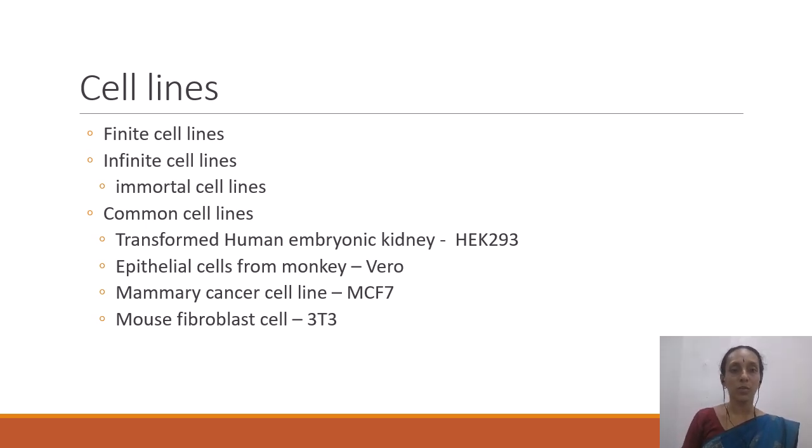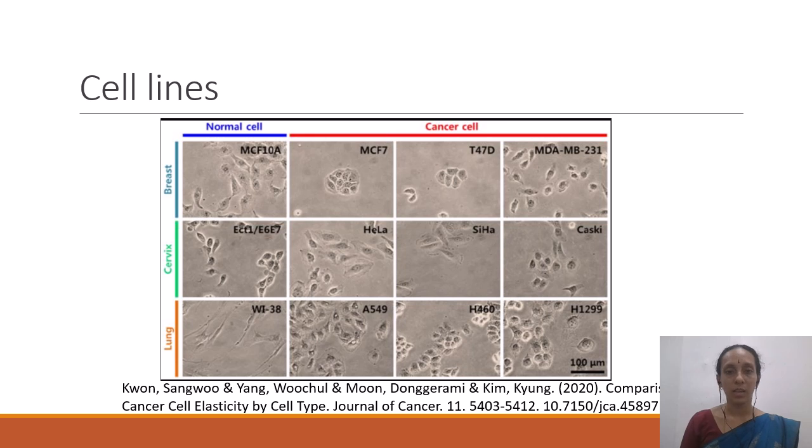For example, most of the common cell lines that have been used for a long time are transformed human embryonic kidney, HEK293, epithelial cells from monkey, which are called Vero cell lines, the mammary cancer cell line called MCF7, and mouse fibroblast cell lines, 3T3. See, this is an example of different cell lines.